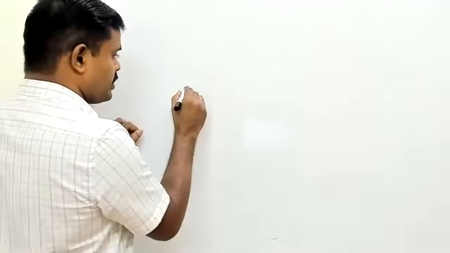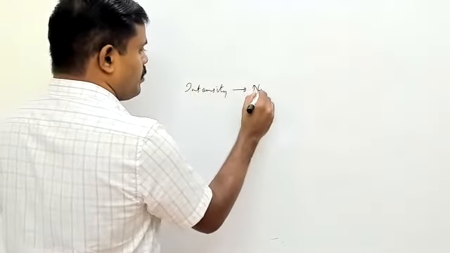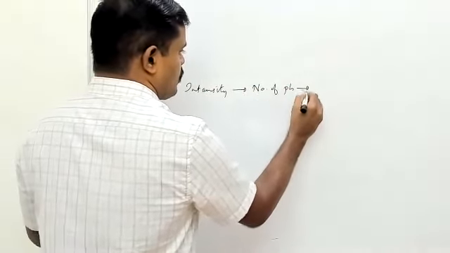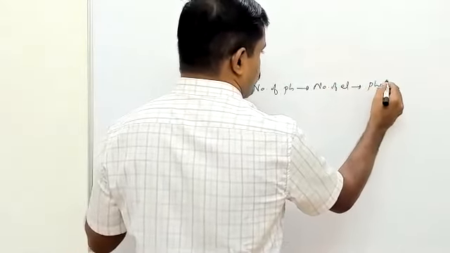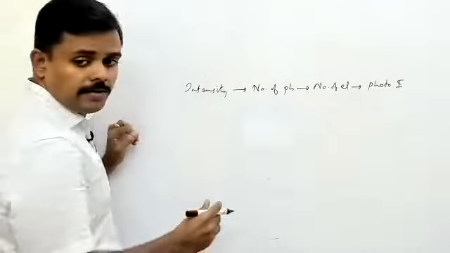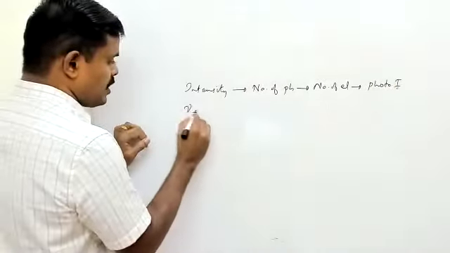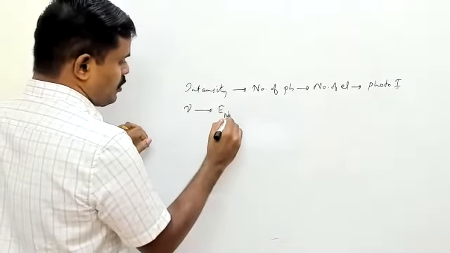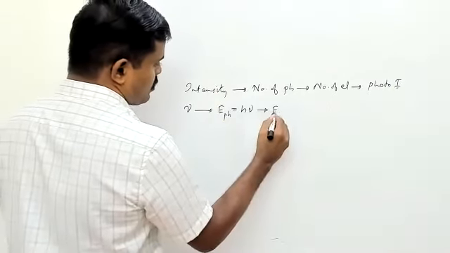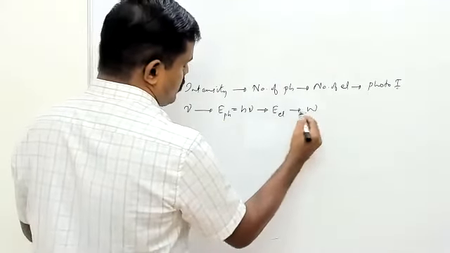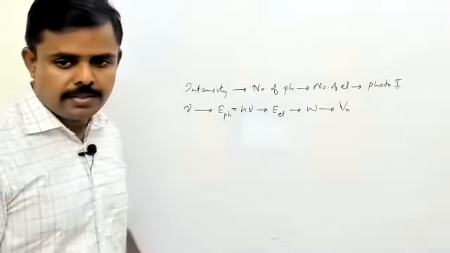I'm just writing down. You can just write intensity, number of photons, number of electrons, photocurrent. This is sequence number 1. Okay. The second sequence is frequency, energy of photon equal to h nu, then energy of electron, work done to stop it, stopping potential. Write these sequences. I'll explain that in the next class.